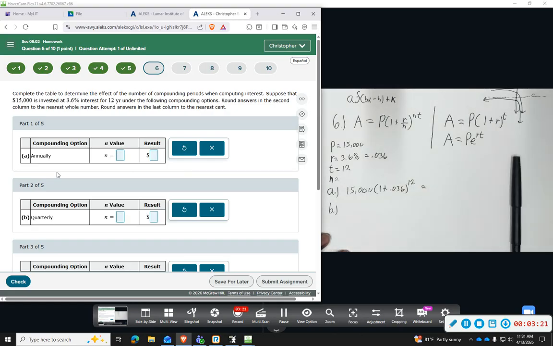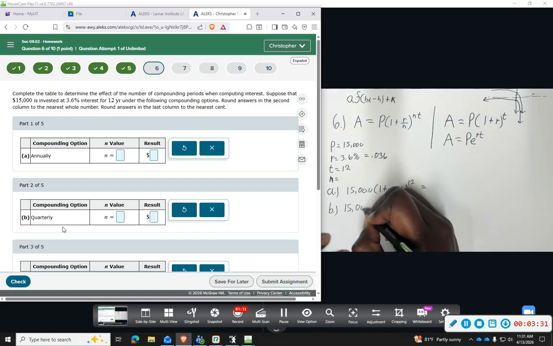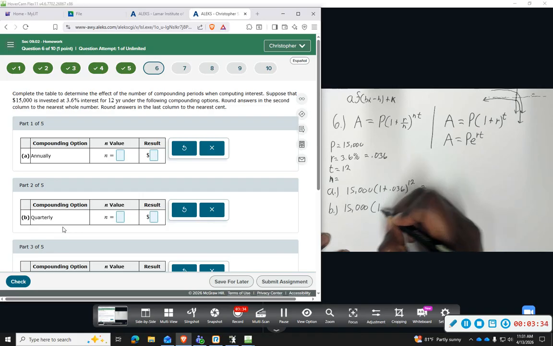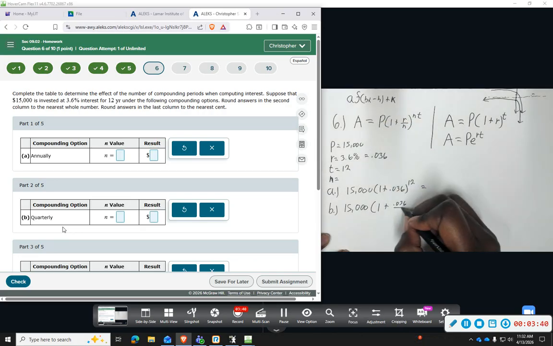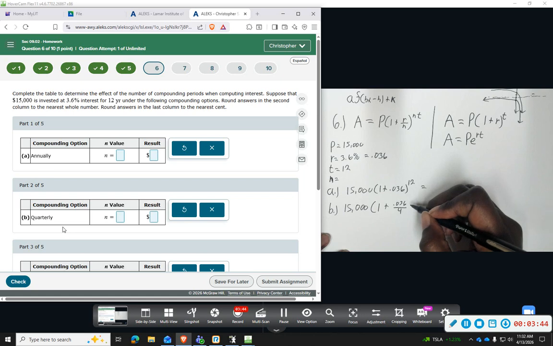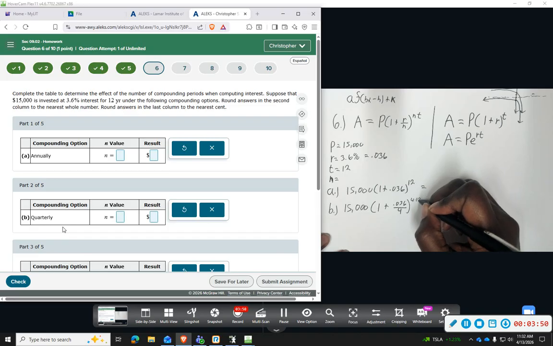Part B, it says compounded quarterly, so 4 quarters in a year. So that means N is 4 in this case. So we'll do 15,000, 1 plus, this will be 0.036. We're using this formula, divided by N. N is quarterly, so 4 quarters. So that's every 3 months. And then this is going to be raised to the 4 times 12 power.